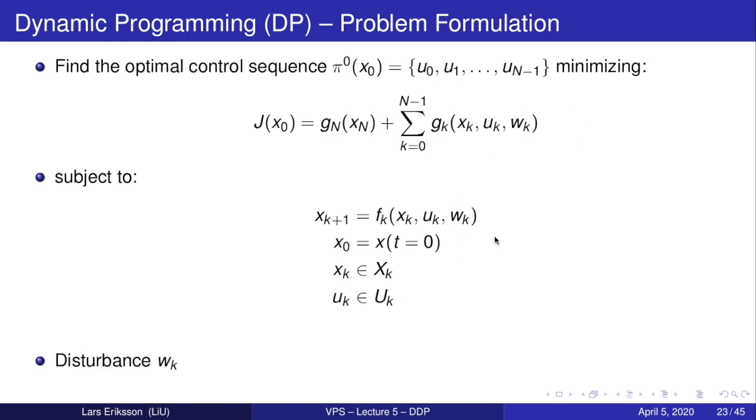This disturbance can be a stochastic variable representing some unknown information, for example, about traffic or other things. And the difference between the one without the W and the one with it is that the one without is deterministic dynamic programming, while if we have added this uncertainty, it's called stochastic dynamic programming.